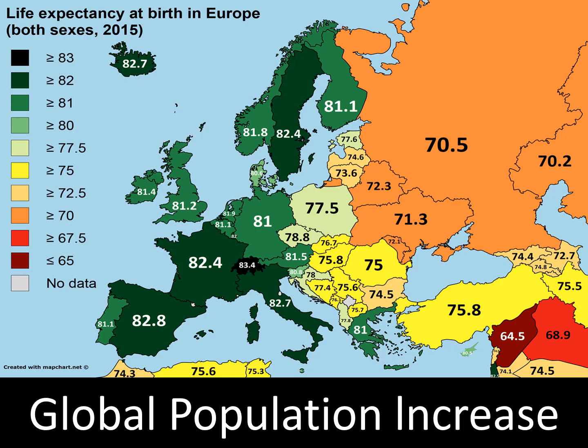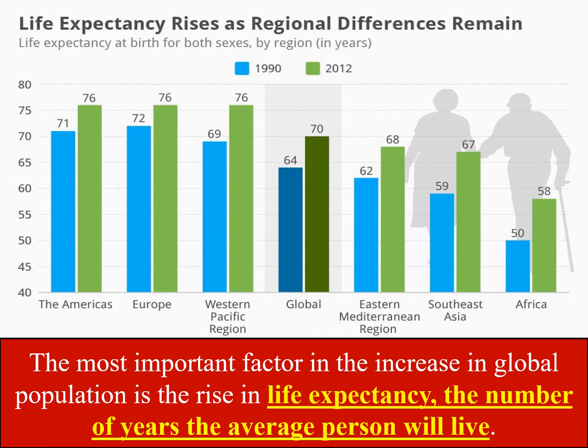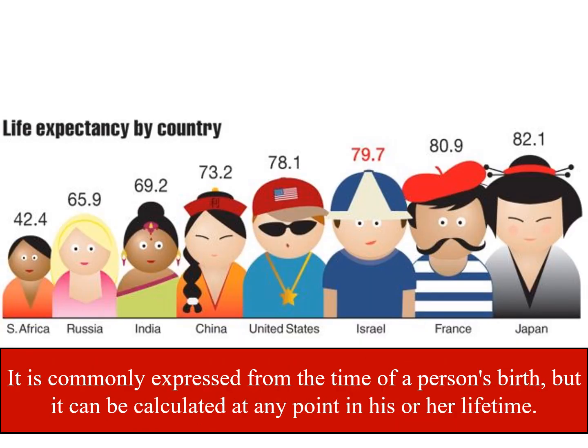Global population increase. The most important factor in the global increase is life expectancy, which is the number of years the average person will live. Life expectancy is commonly expressed from the time of a person's birth, but it can be calculated at any point in his or her lifetime. And we see different countries have different life expectancies. Japan being the oldest, at the average person living to be 82.1 years of age.